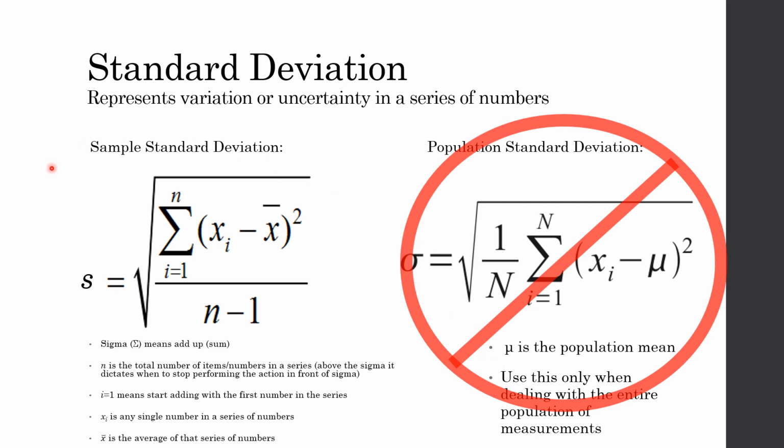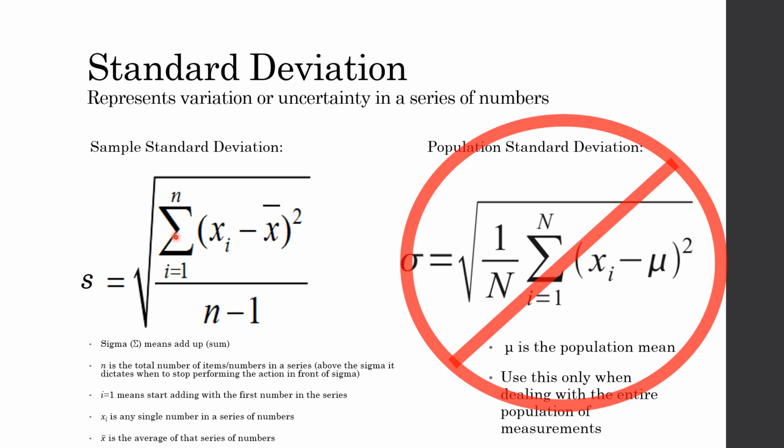Therefore, we are going to be using sampled standard deviation, which means we are going to compare each number in our series to the average of all the numbers in our series. Okay? So just like before, I'm going to break down what this whole mess means here. You can see once again we have the sigma, and once again below it we have i is equal to 1. That means that we're going to start with the first number in the series, and we have n above it, which is telling us to continue on until we get to the last number in our series.